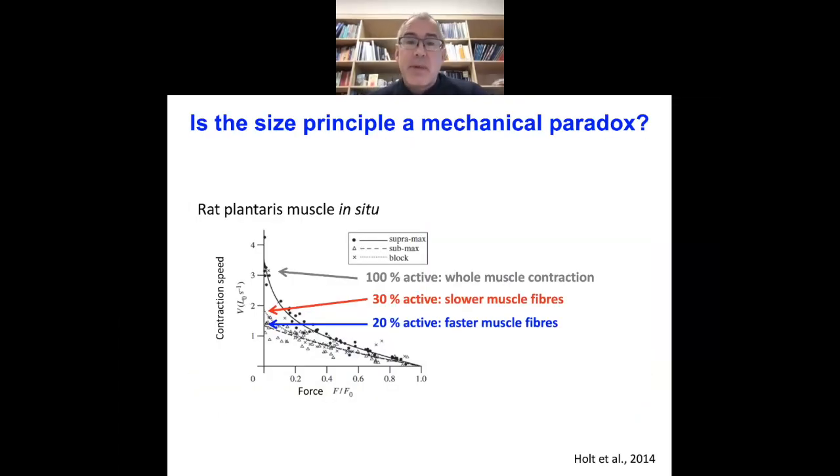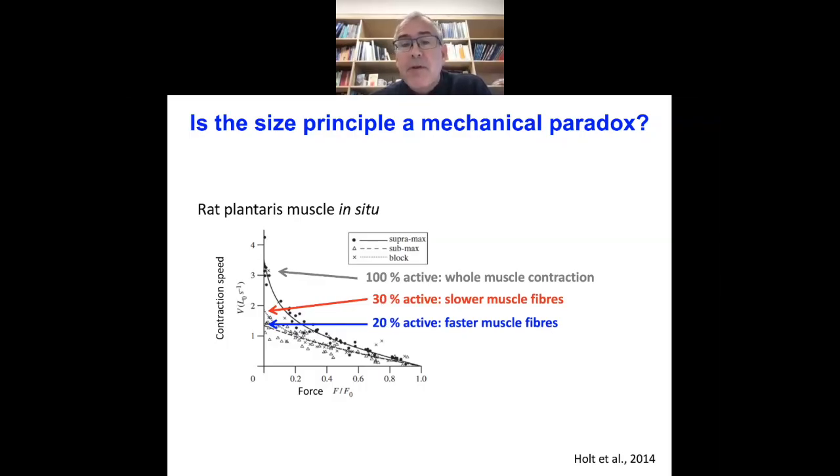She was looking at rat plantaris muscle, and she was working out force velocity curves. We've got one here. This is actually a velocity force curve, but it is the same data. When the muscle was fully active, like the 100% activation, the muscle shortens out to a maximum velocity of about 3.5 lengths per second. Then you can give a submaximal activation to the muscle, but with the correct nervous stimulation protocol, you can activate either largely slow muscle fibers or largely fast muscle fibers.